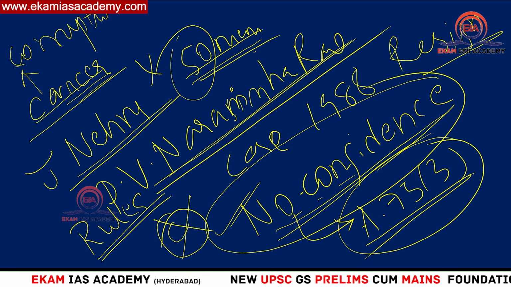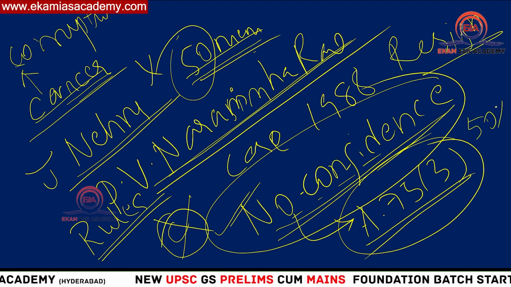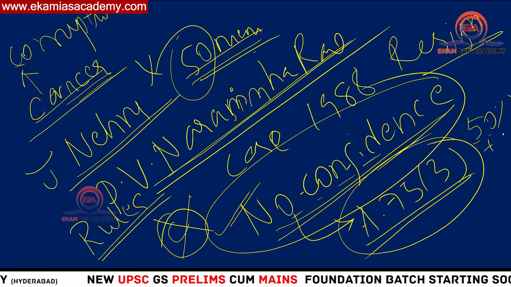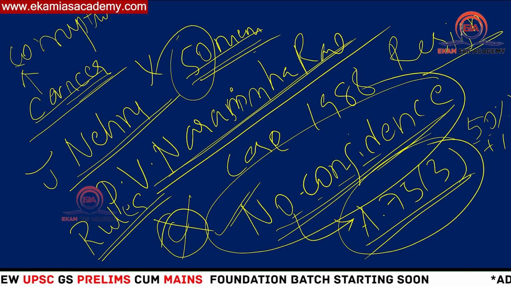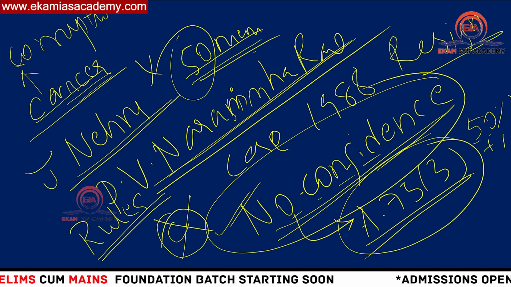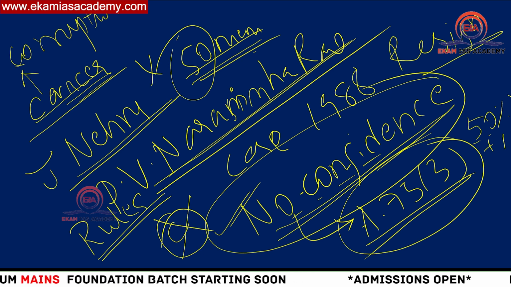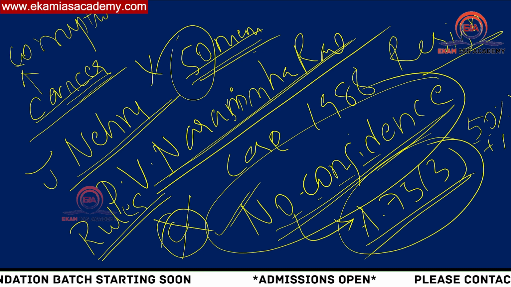In case the no confidence motion gets passed, with what majority? Majority of the members of the house. That means 50% plus 1. If it is passed in the Lok Sabha with this majority, then the government has no other option but to resign. So it is a very crucial thing for the government in case of a no confidence motion.